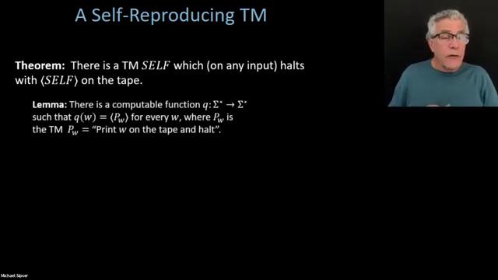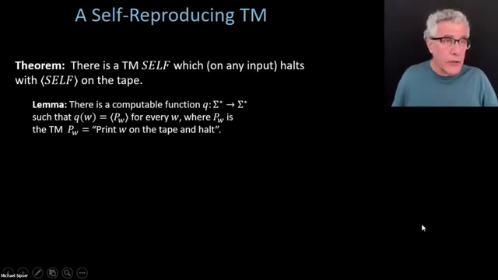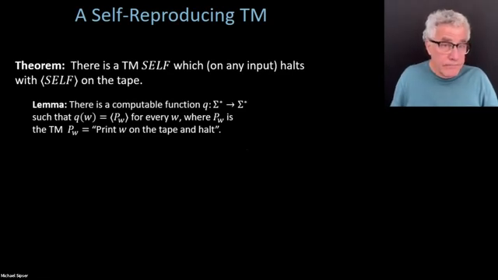So for that, we're going to first need a little lemma, which is a very simple lemma, but it looks worse than it is. Let me just read it out to you, and then I'll explain what it's saying, because what it's saying is extremely simple. There's a computable function, I'm going to call it Q, that maps strings to strings, which will take any string W and produce from W a Turing machine which will print W. Okay, that's all it does.